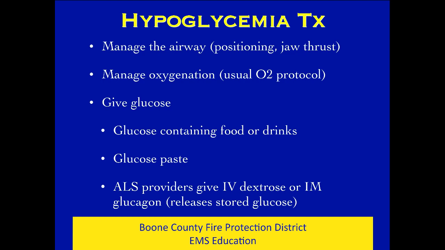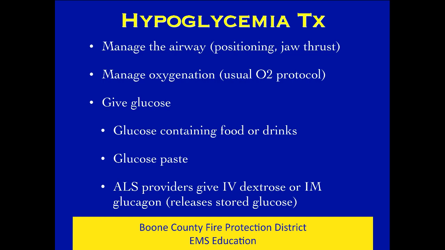Manage your oxygenation. There's nothing about low blood glucose that would alter your O2 therapy, so use that pulse oximetry, verify it's a valid signal, verify the patient's not hypotensive, which may be giving you a low reading. But if you have a low pulse ox reading and it's due to hypoglycemia, your O2 protocol should direct you toward high flow and high percentage oxygen delivery anyway. So the airway and the O2, same as always.